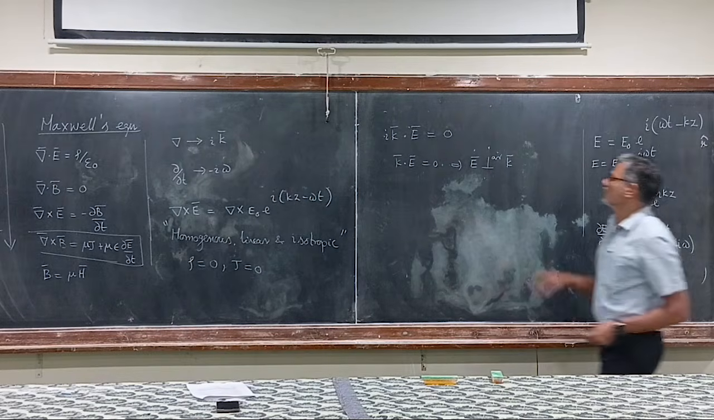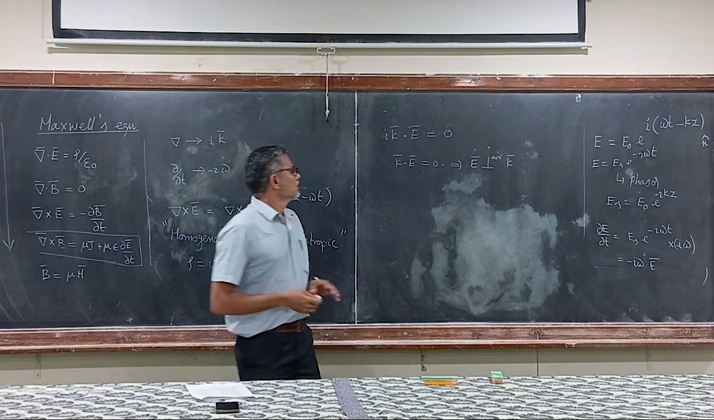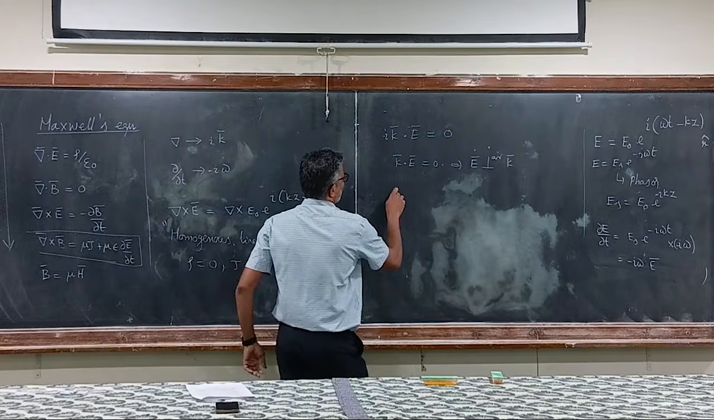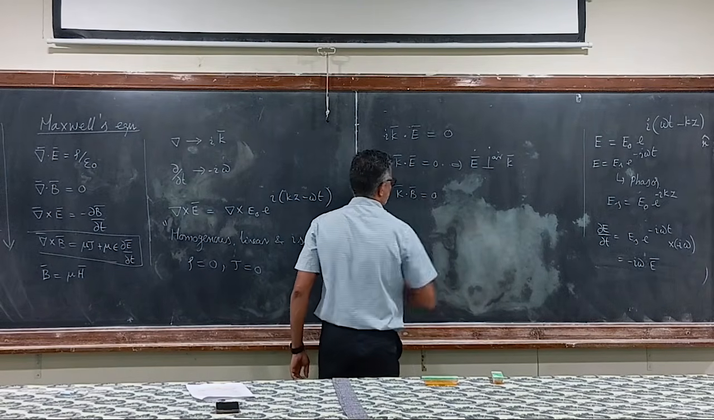So projection of one with the other. If it is 0, they are mutually perpendicular. Now the second relation, same goes: k vector dot B vector equal to 0.